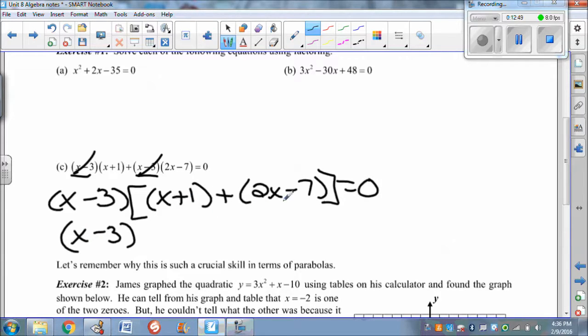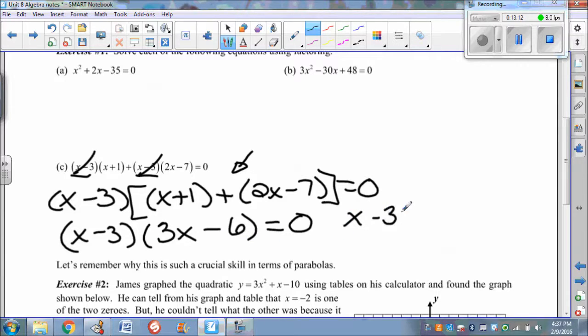but if we take a look at what's inside the parentheses in the brackets here, this is just a big combining like terms because of that plus sign. So it's x plus 2x. I know that that's 3x. And 1 plus negative 7 is negative 6. Oh, there's my other factor. So factor times factor equals 0. If we're solving for x, take those 2 factors and use our handy-dandy zero product law. Set them equal to 0 and solve for x.